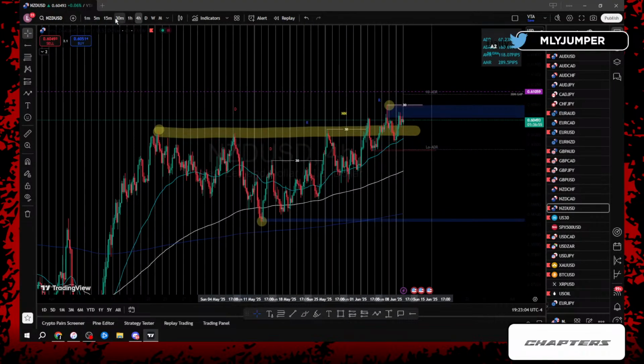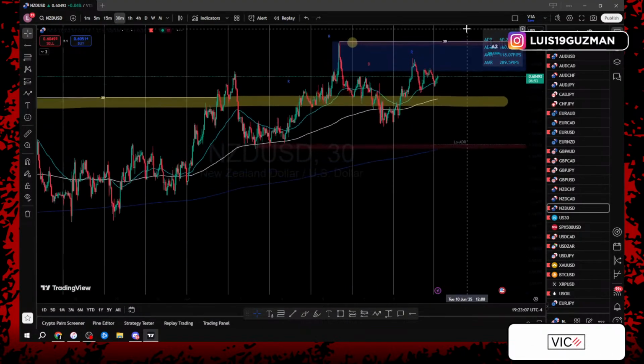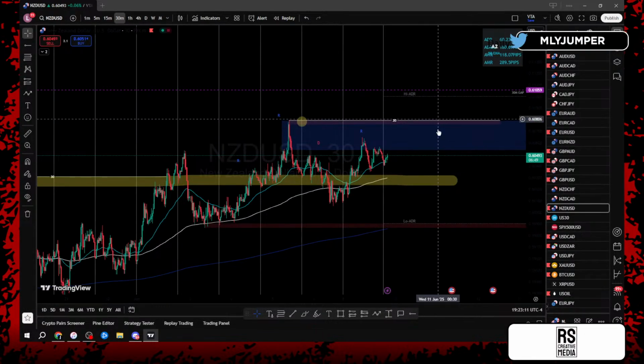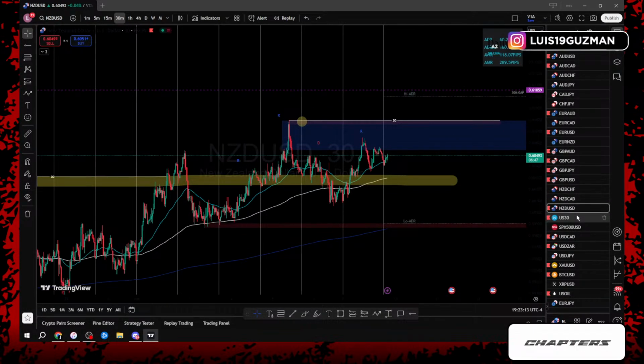Price is still giving us higher highs and higher lows. So for NU, I'm not going to be trading it until we fill that gap up. Once we fill that gap, we start making lower lows and lower highs. That's when I'll start trading.